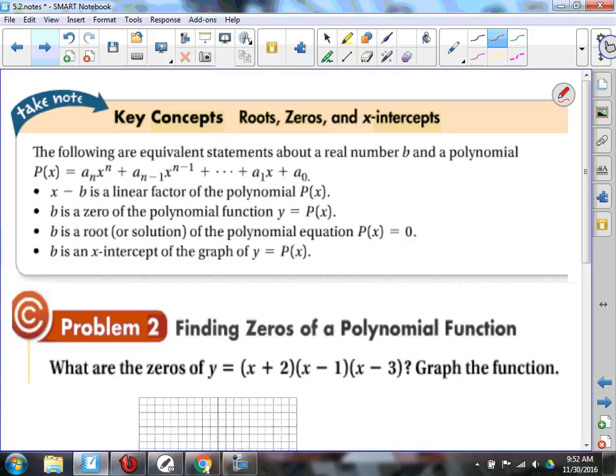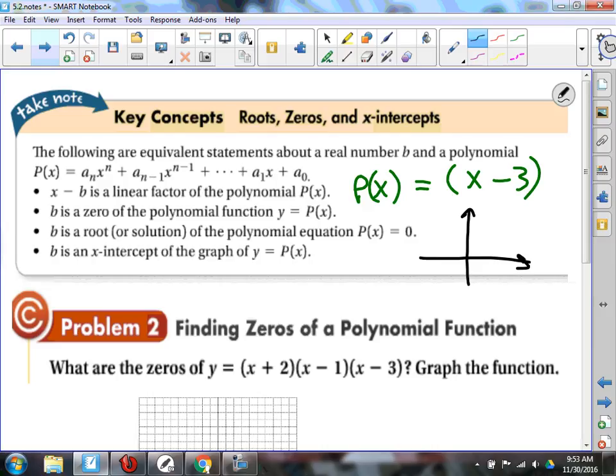And b is an x-intercept of the graph of the polynomial function y equals p of x equals a sub n x to the n, and so on. So all they're saying here is that the terms zero, root, x-intercept, solution, all those terms mean the same thing. They mean if you have some kind of polynomial function in factored form, like x minus 3, that's not a polynomial, that's a line. Well, it's a line, and it is a polynomial.